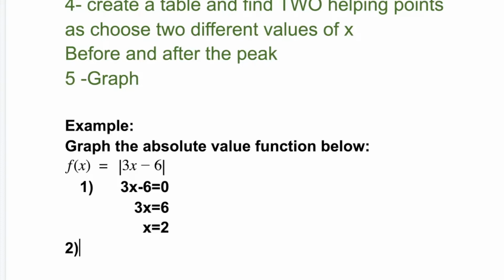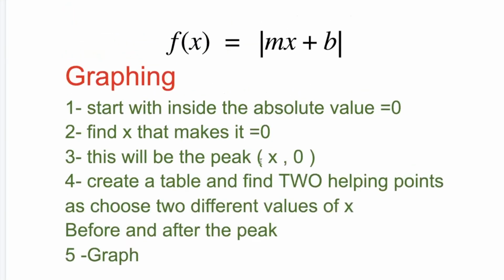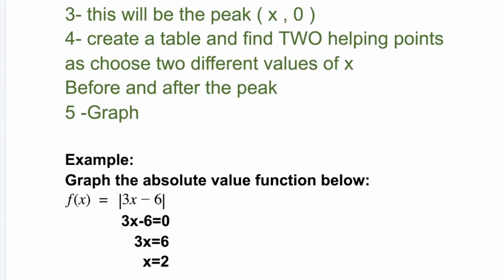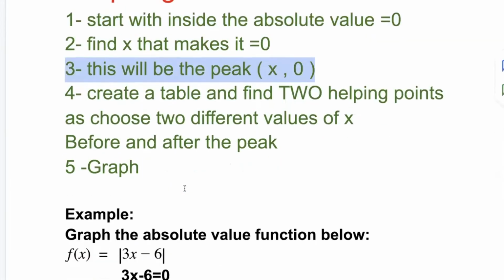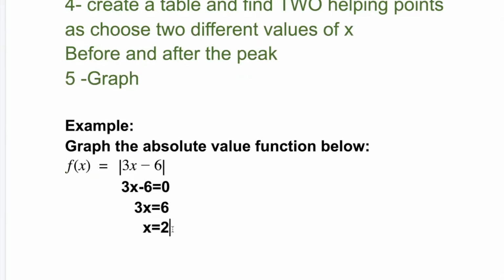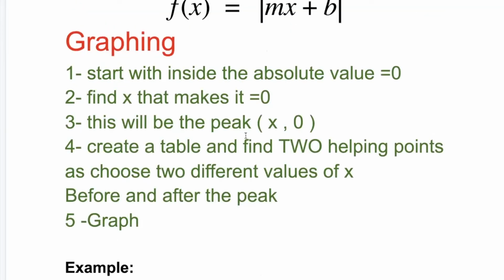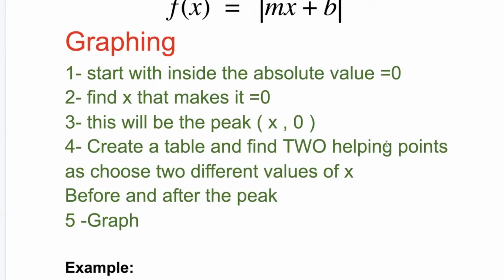Second step. In the exam, you don't need to say first, second. I'm just saying that for you to understand it. Find the x. I found it actually: x equals 2. So first step, solve it equals to 0. I did. Find x. I found. Now the peak will be x, 0. That means the peak here will be 2, 0. Now create a table. Choose different values for x, one before the 2, one after the 2.